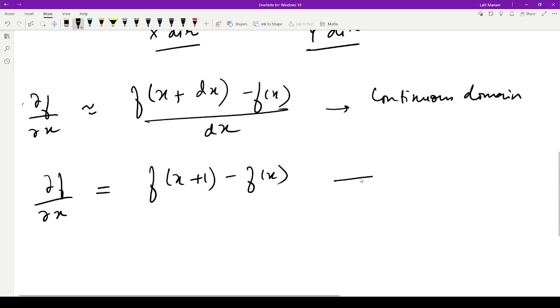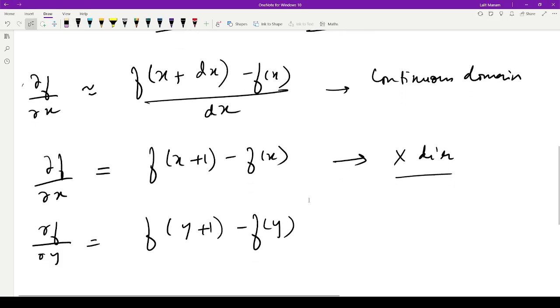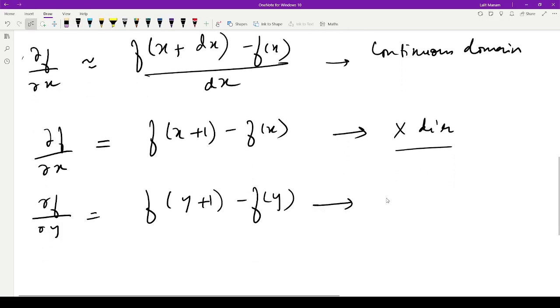Everyone agrees? So this is for which direction? I wrote x, so it should be the x direction. So what will it be for the y direction? f of y minus f of y minus one, something like this. Okay. So how will the kernel look for the x direction? This is the y direction. How will the kernel look for this specific case?